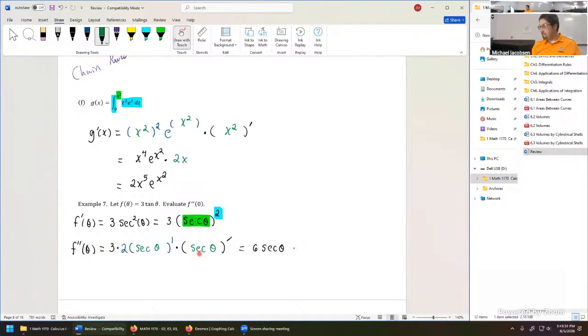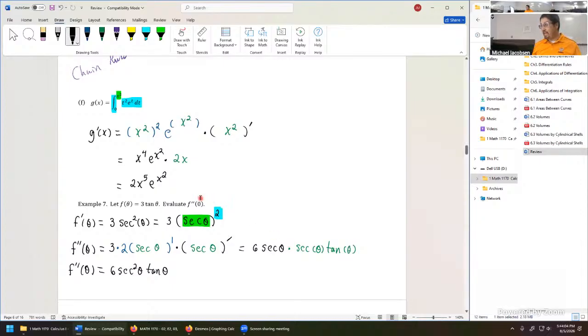Now, the derivative of secant theta, this is the one that goes secant theta times tangent theta. And that means it still simplifies. F double prime of theta is going to be altogether, combine these bases, 6 secant squared theta times tangent theta. And at that stage, we're not done, but we've done most of the work.